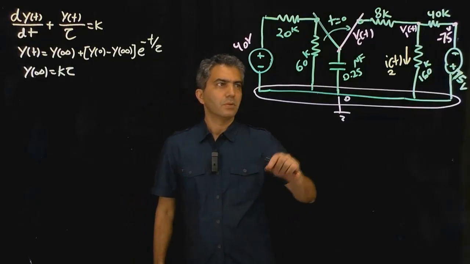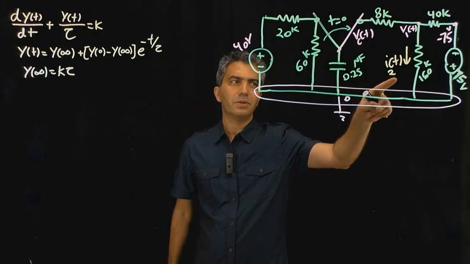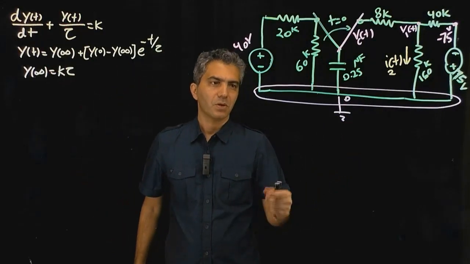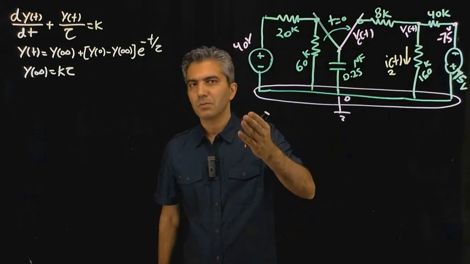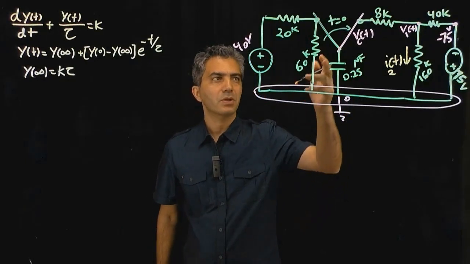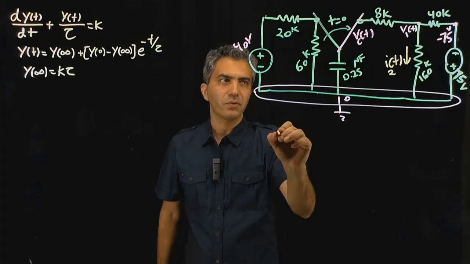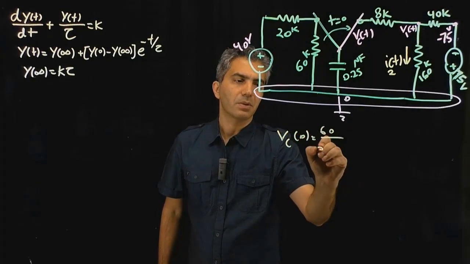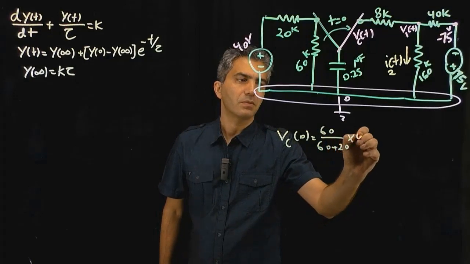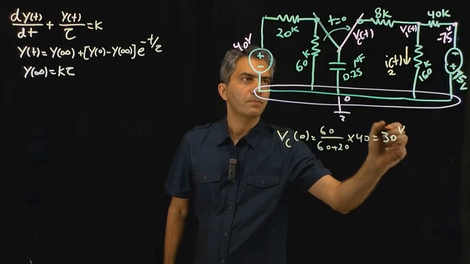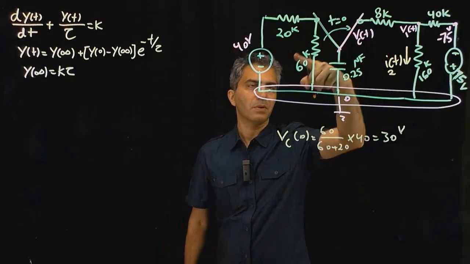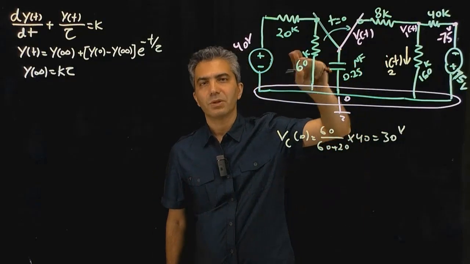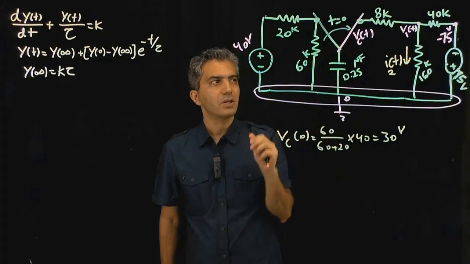Okay, so we want to calculate I2(t) this time directly using that equation. So again, we have to do circuit analysis before the switch. Same thing, so VC(0) becomes equal to 60 divided by 60 plus 20 times 40, and that was 30 volts. So we know that before and then right after. Since this voltage is the voltage of a capacitor, the voltage before the switch and after the switch doesn't change.